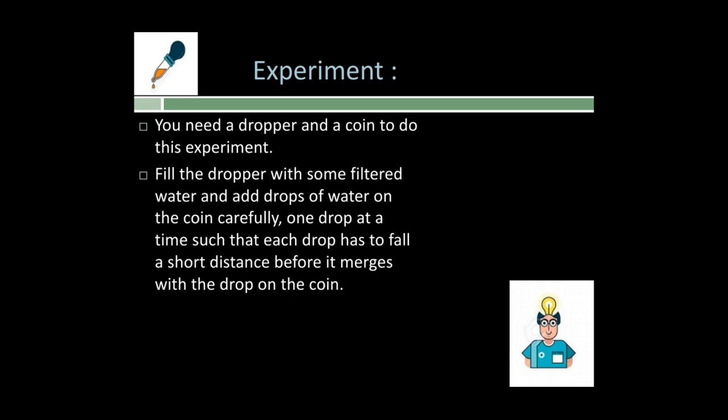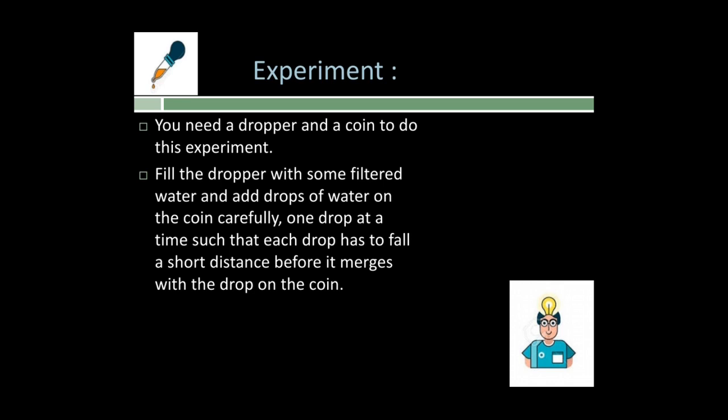So in order to do this experiment, you need to have a dropper and a coin. First, fill the dropper with some filtered water and add drops of the water on the coin very carefully, one drop at a time, such that each drop has to fall a short distance before it merges with the drop on the coin. You have to keep a count on the number of drops accommodated on the surface of the coin till the liquid spills over the edges of the coin.